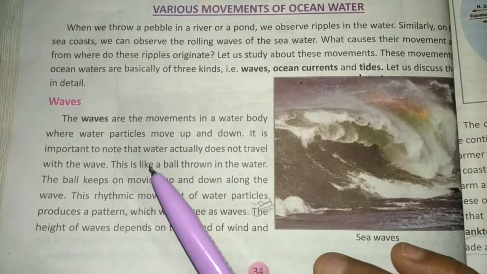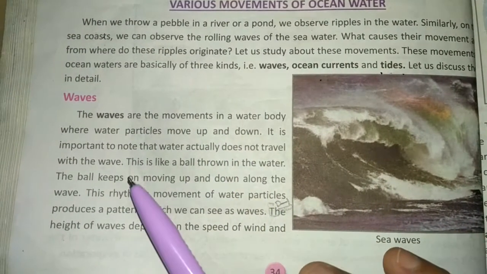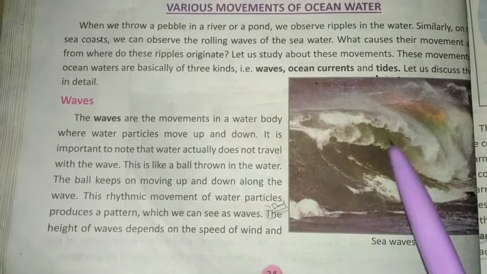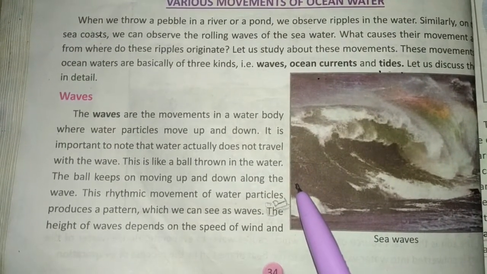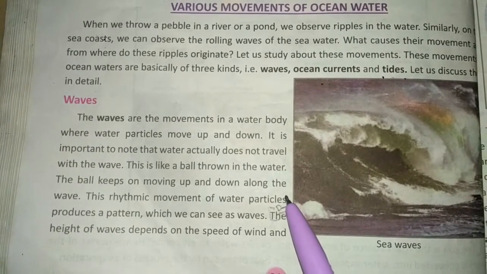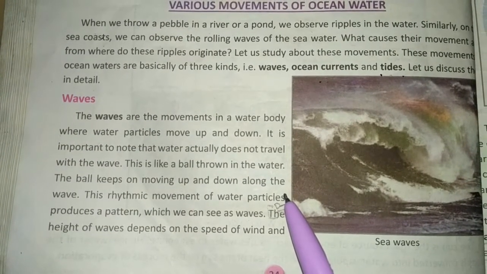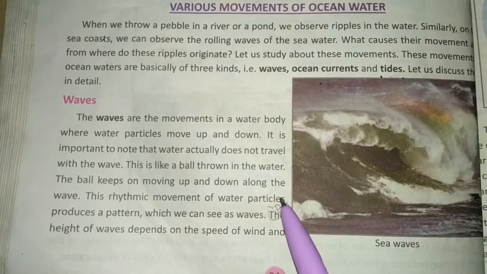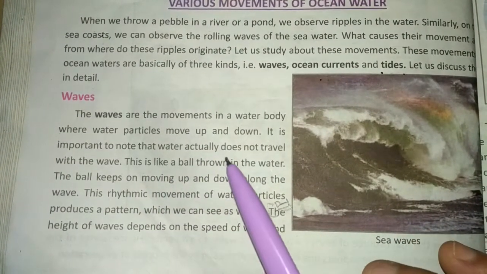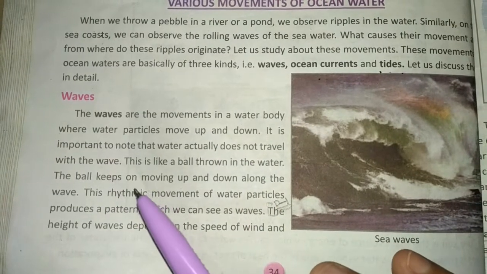First, we have the waves. What exactly are waves? These are the movements in a water body where water particles move up and down. It is a rotation-like movement of the water in a particular direction, but it is just because of the wind. It is important to note that water actually does not travel with the wave.